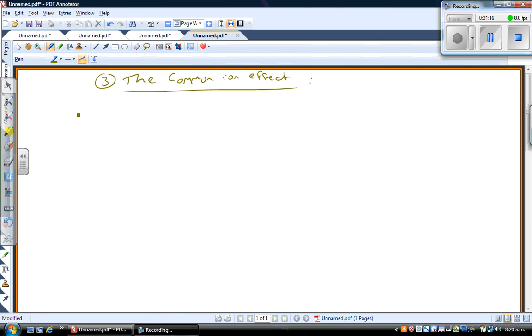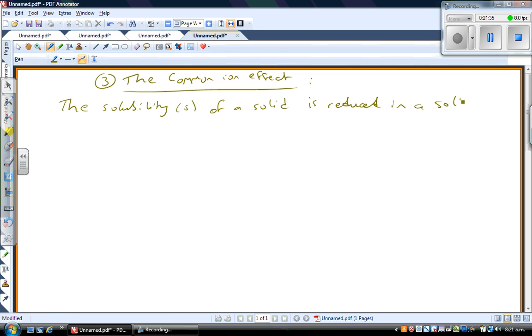Okay, so the key point with the common ion effect, as the name suggests, is that the solubility, S, of a solid is reduced in a solution that contains a common ion.